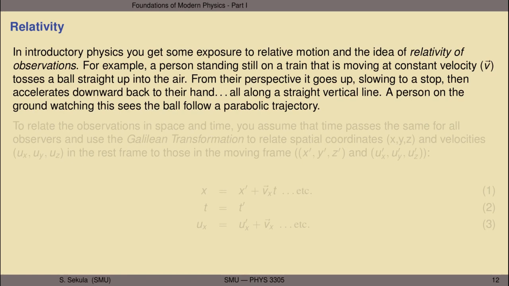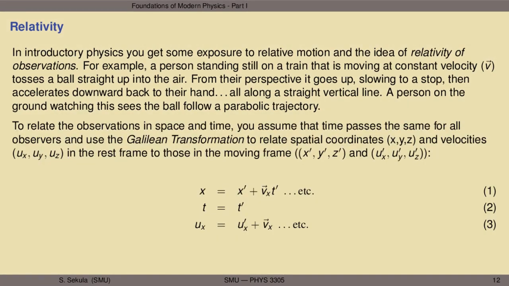It appears to follow a parabola. And so the two observers will disagree on the motion of the ball. The person on the train says, no, it goes straight up and then comes back down to my hand. And the person on the ground says, well, no, it didn't go straight up. It followed a parabolic trajectory, but your hand moved too, and so it was there to catch it when it came back down. And it's possible to use mathematics to relate these differing observations of space and time.